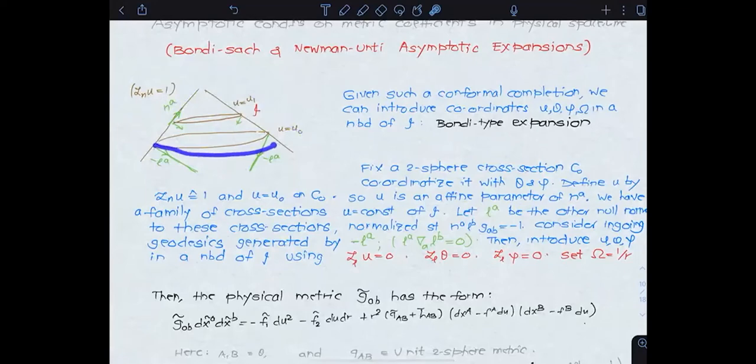And on each of these cross sections, n is already a null normal to this cross section, but every two-sphere submanifold has two null normals. One is that way, and the other, the null normal future directed, will be that way. So what I do is, instead of looking at the future directed one, I look at the past directed one, because that will go into the space-time.